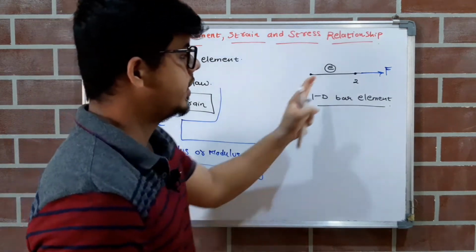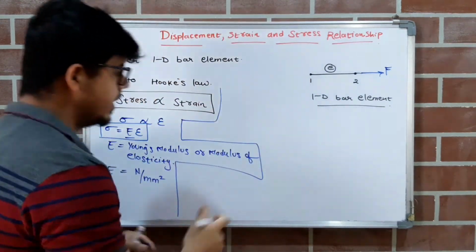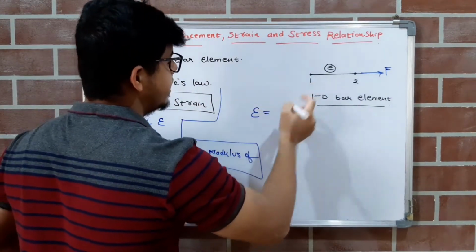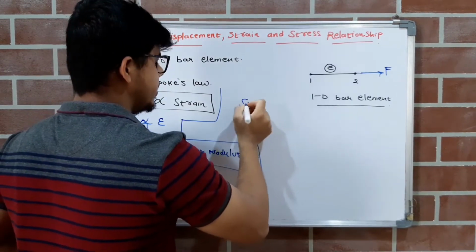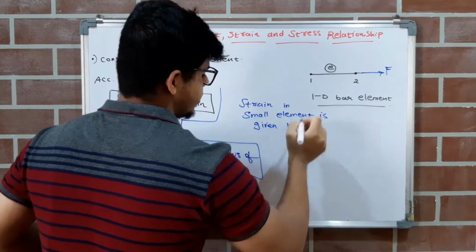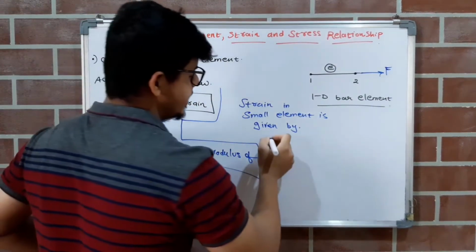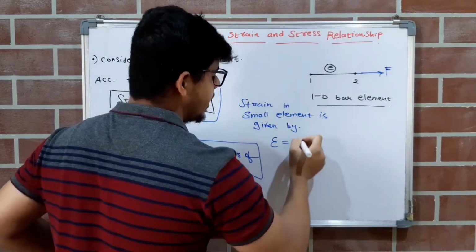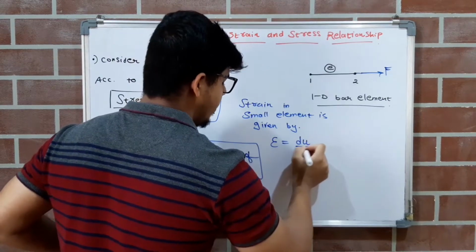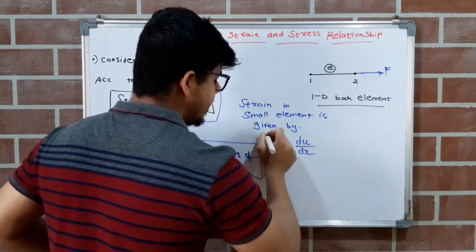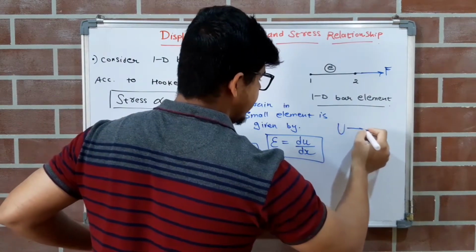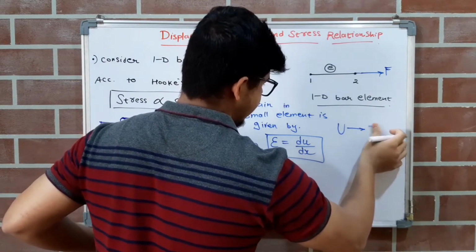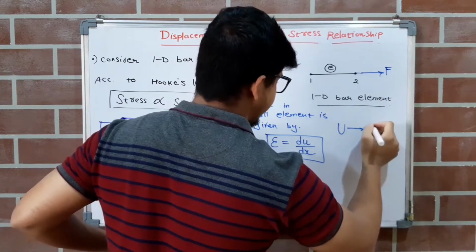So the deflection of this small element is represented by what? Epsilon. So strain in this small element is given by epsilon equals what? Change in length du upon dx. Now why du upon dx? We are considering change in length as u, right? This is the deflection. Let's say, right, we will write deflection.